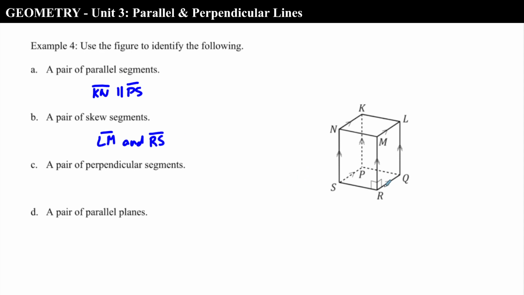A pair of perpendicular segments. Well, the easiest place to pick those out are right here where we have the box, so MR and RS. And a pair of parallel planes, KPS, which is this back side, and LQR, which is this front side. So plane KPS and plane LQR.